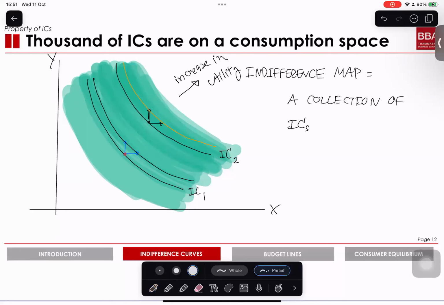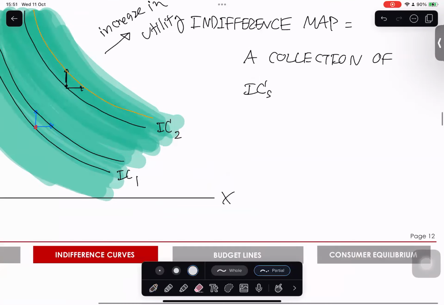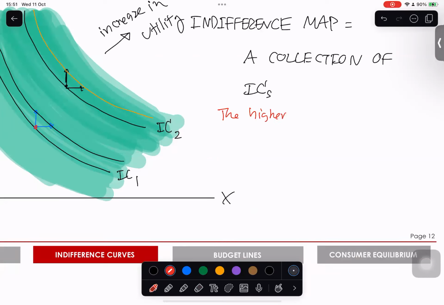Then the lesson learned here: the higher indifferent curve to the northeast gives more happiness than the lower one. The higher the IC towards NE, the northeast direction, the higher the satisfaction level.